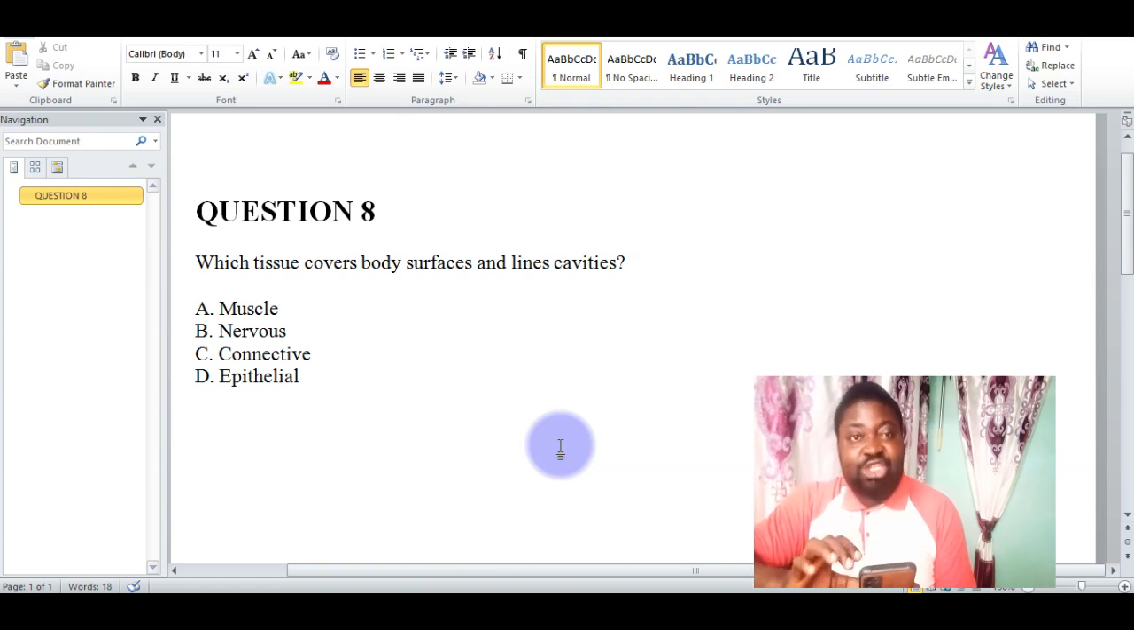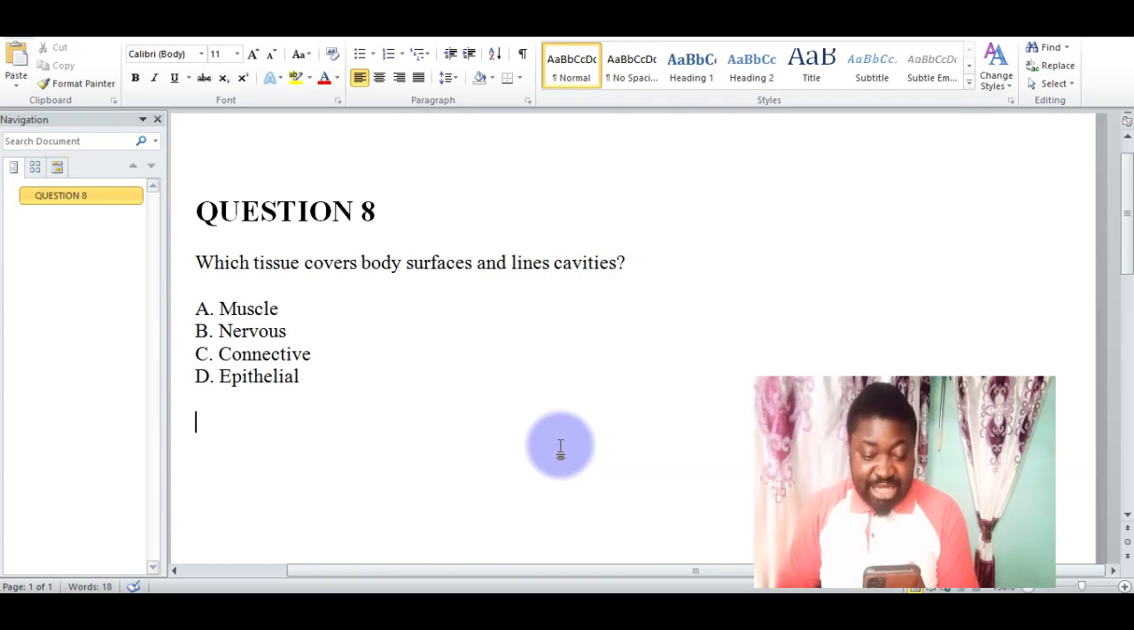So the correct answer here is just the epithelia tissue, which plays a primary role in covering and lining, especially the cavities of our body. Now, if we look at the epithelial tissue, its function is to cover, for example, the skin and the lining of organs, like in our intestines and lungs. They play this role in covering of cavities, and also body surface covering. So it is the epithelia that is very important here. So we are going for answer D, which is epithelia.